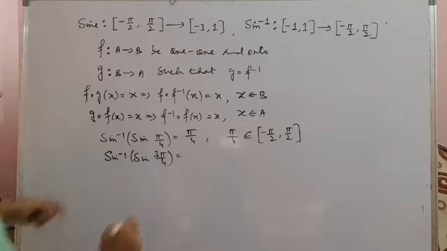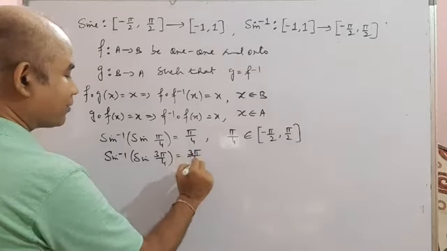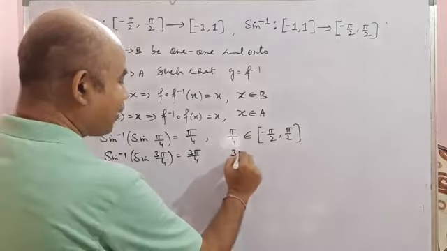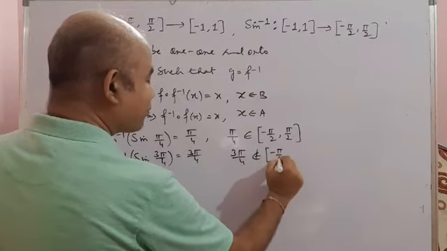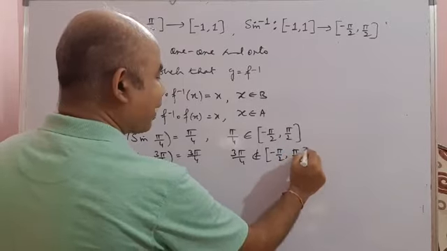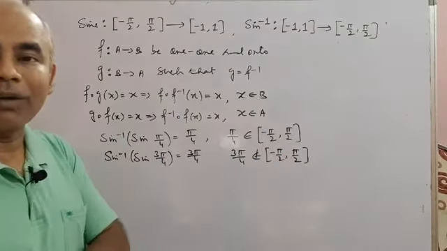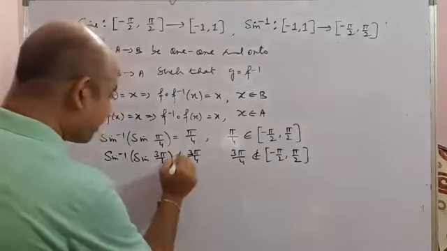So following the previous example, can you write it in this way? Answer is no. Why is the answer no? Because 3π/4 is not an element of the domain of the sine function. That means 3π/4 does not belong to the closed interval [−π/2, +π/2]. So as a result, this is not equal.